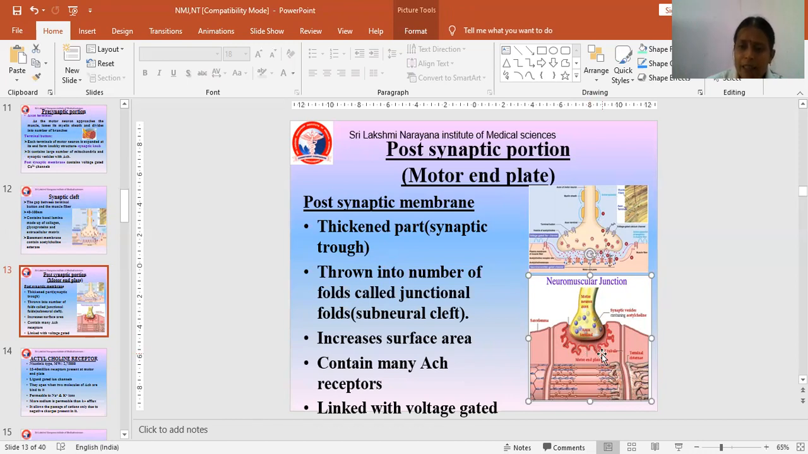These acetylcholine receptors are ligand gated channels, not voltage gated. They are ligand gated sodium channels.